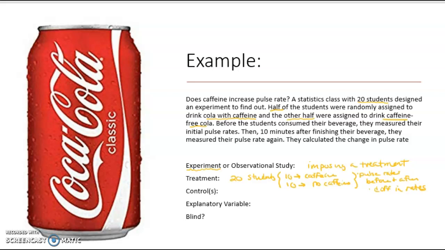All right, things to control. Well, caffeine does affect different people differently. So I'm going to throw in just a couple here. Does body type matter? Probably so. What they ate for breakfast might matter. What about sleep that night? There's a couple things that could make a difference. And you also want to make sure their pulse rates were pretty much the same before.